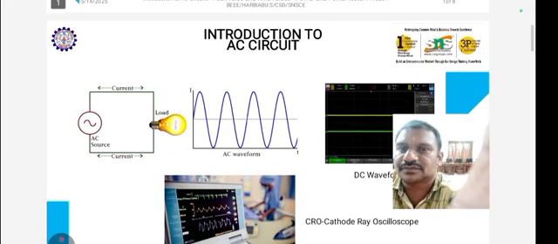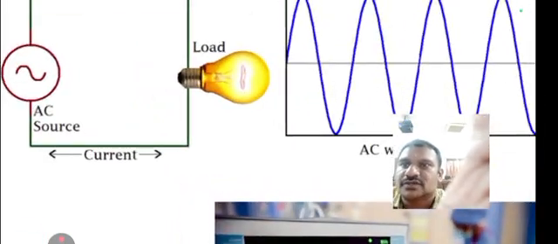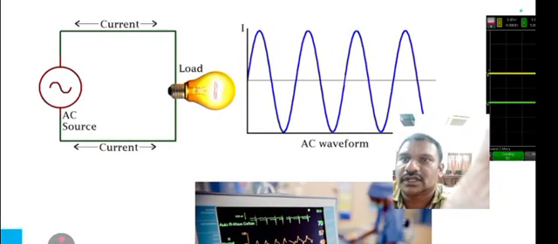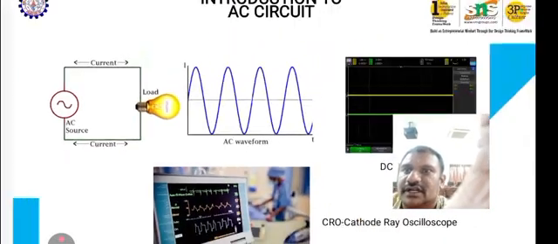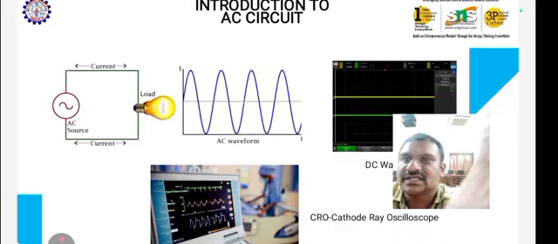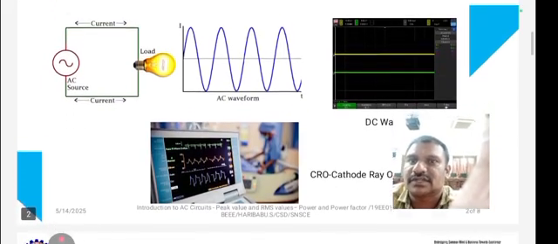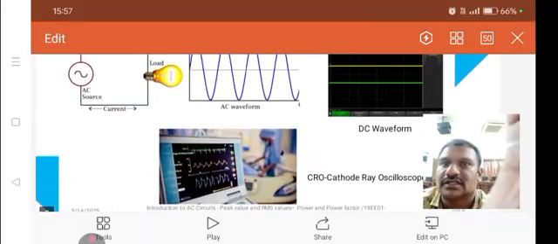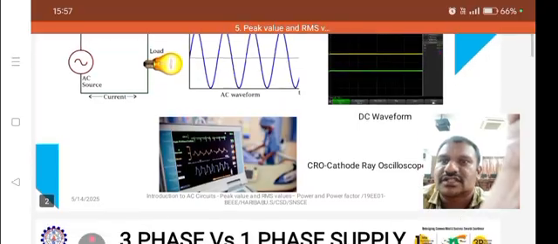Introduction to AC circuit. See here, when the AC source current is passing out, then the load is nothing but the bulb. It will generate an output signal. AC signal is nothing but a sinusoidal waveform, and DC waveform is a constant voltage as mentioned here in this diagram.